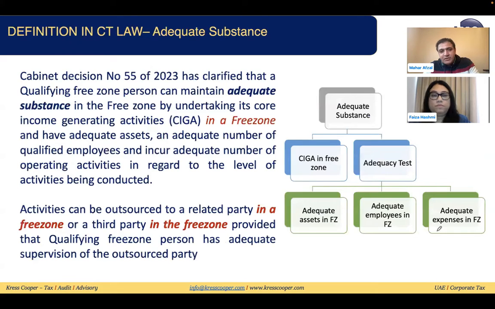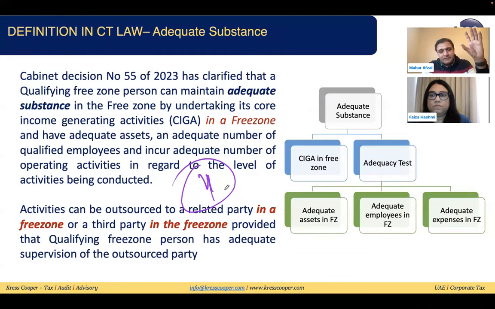In adequate substance, there is a change because they are qualifying the person who is dealing with the qualifying intellectual property. That person can outsource the SIGA out of the free zone as well. There's one change here.